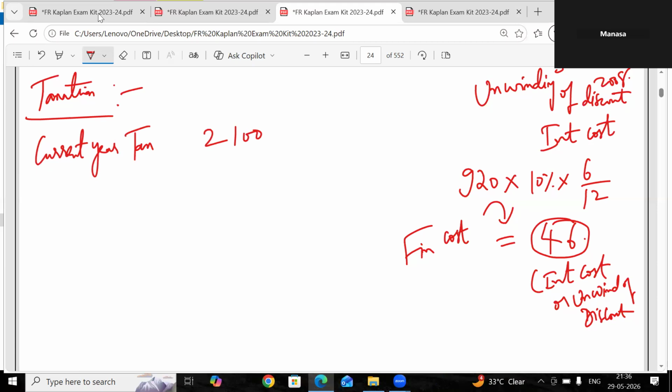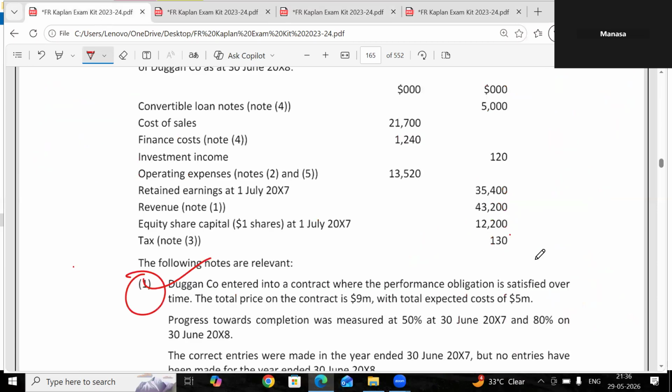Now, you know, we have made an over provision. So we need to adjust this year. That means this year, this will reduce my tax expense. Why? Because I already estimated more in the previous year. So this year I need to use that balance and adjust.